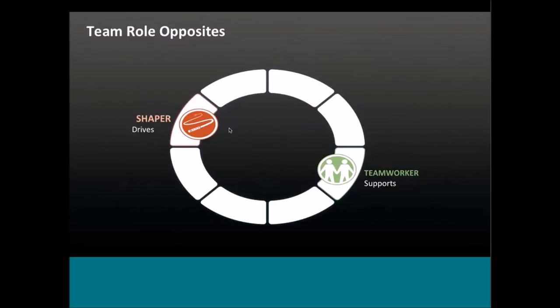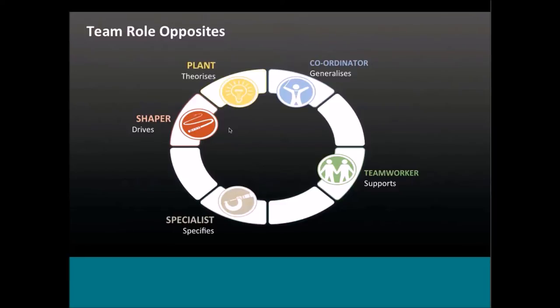Shaper, team worker. A coordinator generalizes. Coordinator is broad, brings people together. A specialist gets depth with respect. A plant is thinking, ideas, theorizing. Somebody will say, oh, he will come out with crazy ideas, don't talk to him. No, he's a plant. He can change the way he's thinking. He can change it.